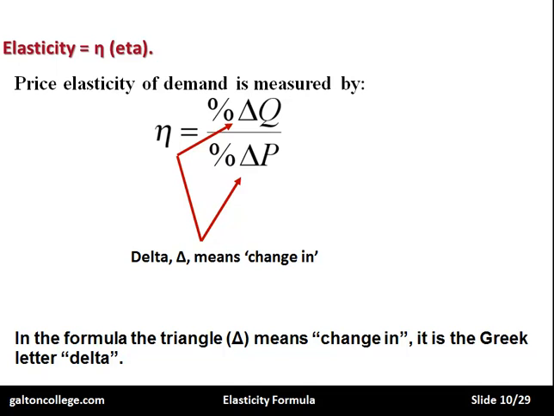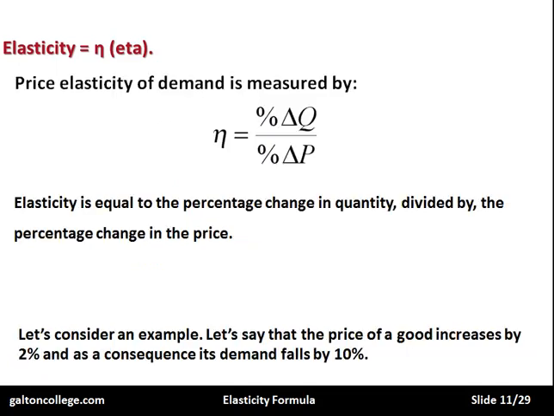So that's all we need to know about the formula. It's not complicated. It looks quite mathematical, but it's not actually complicated. Elasticity of demand is equal to the percentage change in quantity divided by the percentage change in price. And we represent the change in as a delta, a little triangle. Now, the price elasticity is measured by this, so we've already seen that. Elasticity is equal to the percentage change in quantity divided by the percentage change in price.